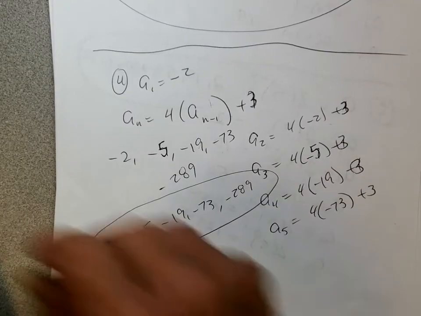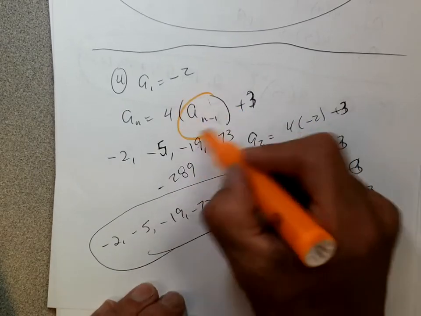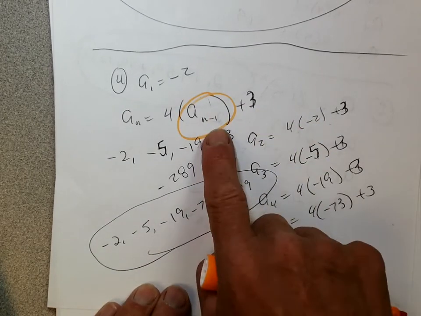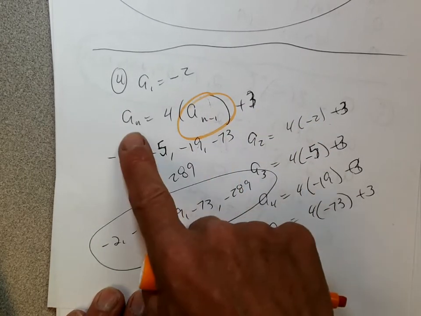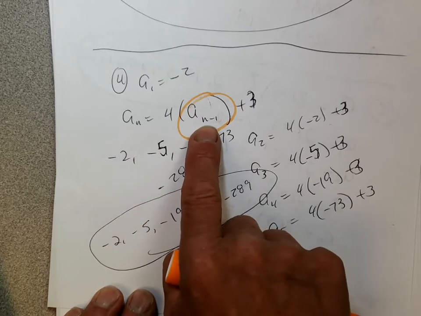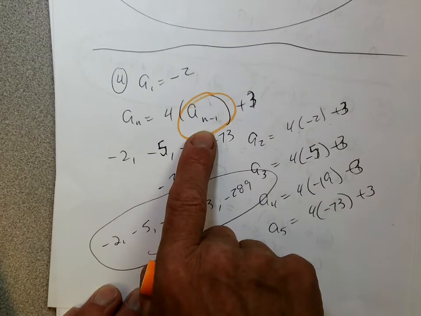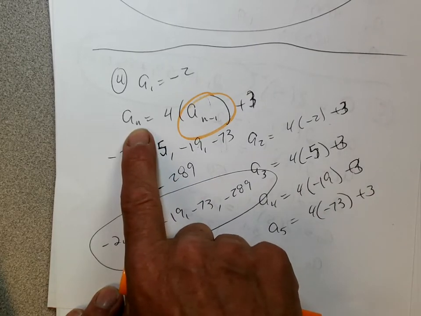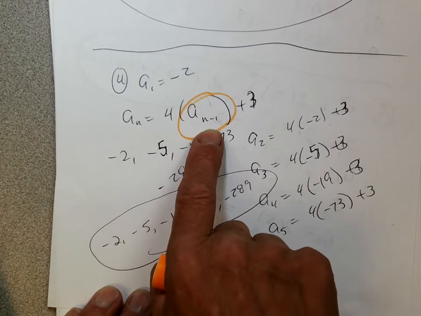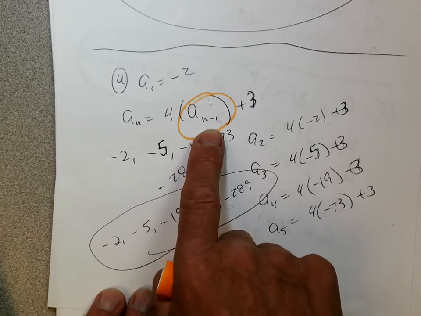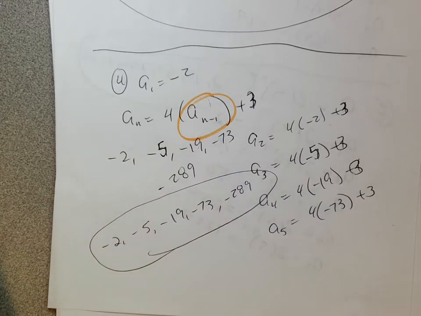So please remember, this symbol here means the previous term. If you want to make the third term, you would use the second term. If you want to make the fifth term, you'd use the fourth term. If you want to find the 10th term, you'd use the 9th term. Does that make a little bit of sense? Hopefully. All right.